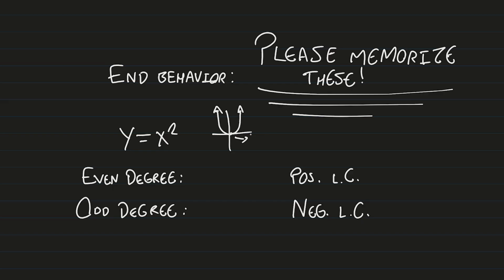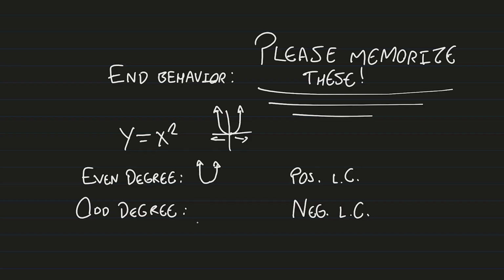As x increases forever and ever, y increases forever and ever. As x decreases forever and ever, y still increases forever and ever. So if your function has an even degree leading term, you're going to go up forever and ever on both sides. However, don't think of it as when I have an even degree, it will always go up. What I want you to think of it as is that it'll go in the same direction on the left as it will on the right. You'll see why in a moment.